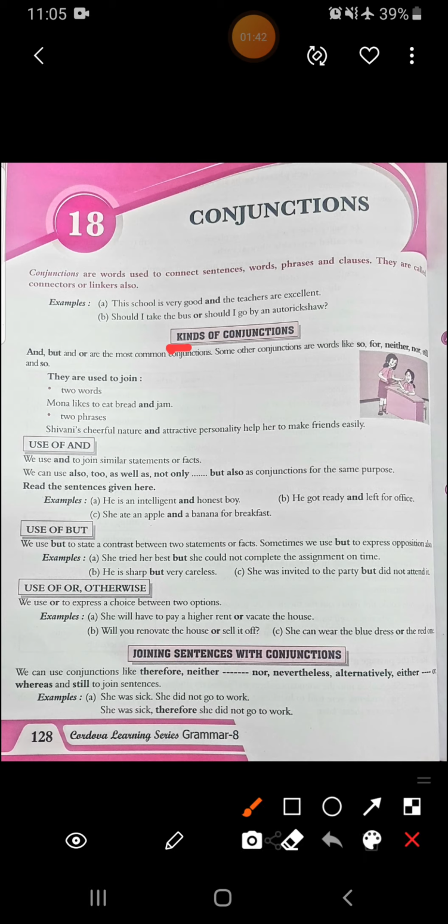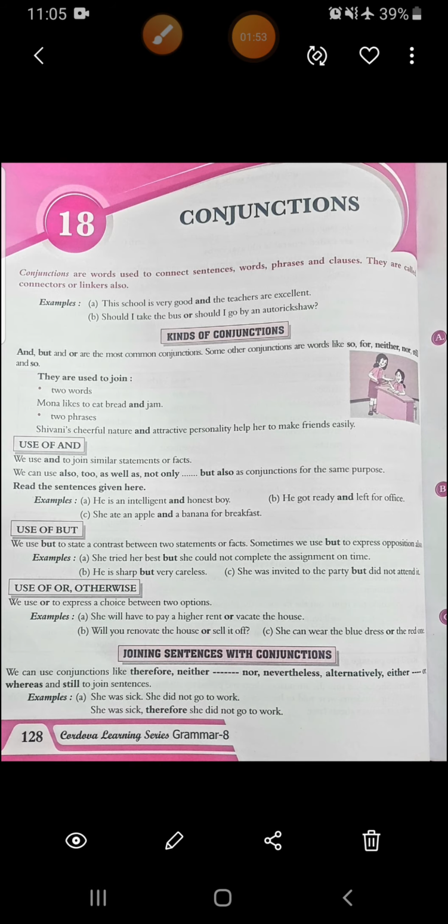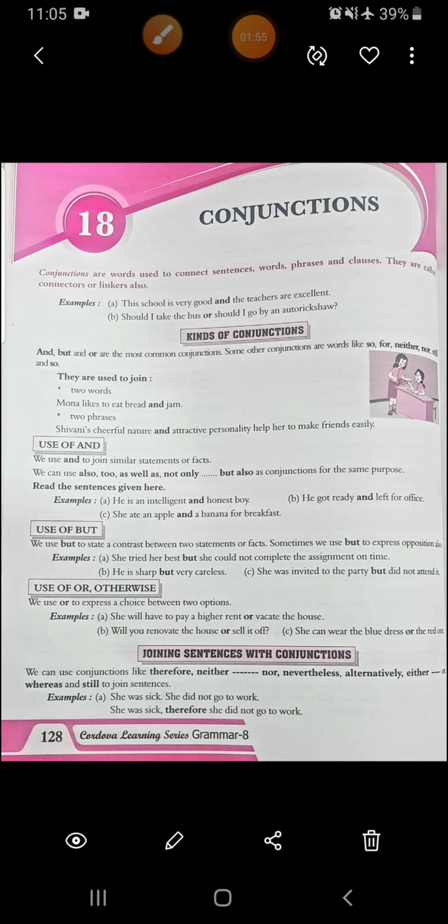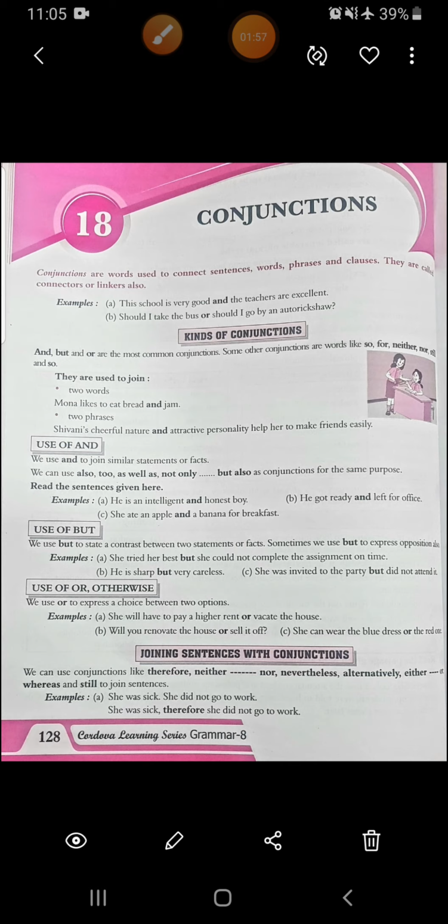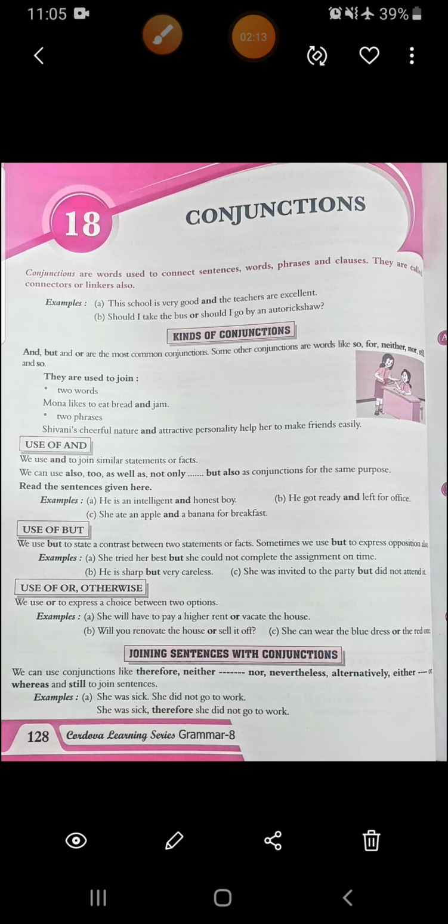Now let's see kinds of conjunctions. And, but, and or are the most common conjunctions. We can use them on a daily basis. Some other conjunctions are so, for, neither, nor, still, and so. They are used to join two words. See the example. Mona likes to eat bread and jam. So what she likes to eat? Bread as well as jam. So here we have used and to join these two parts of the word.